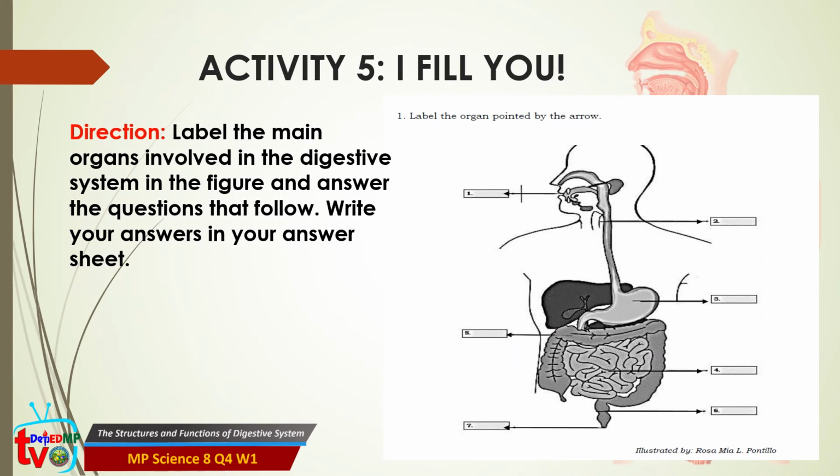If you will choose Activity 5, I Feel You, the direction is: label the main organs involved in the digestive system in the figure and answer the questions that follow. Write your answers in your answer sheet.